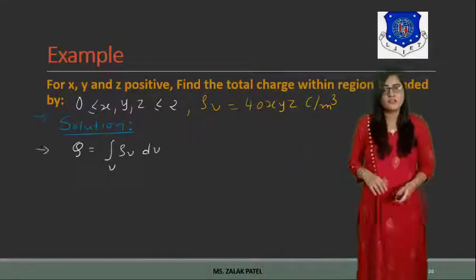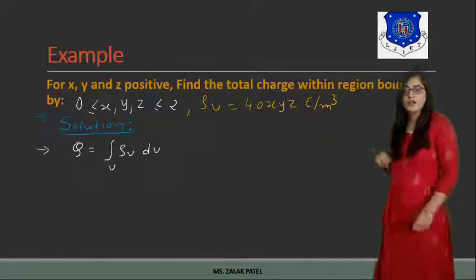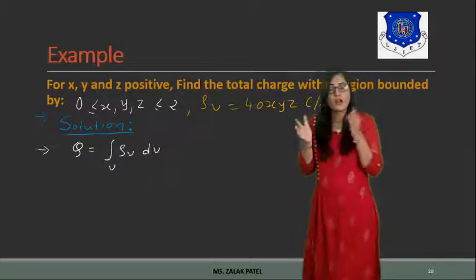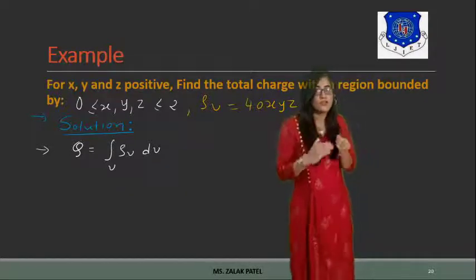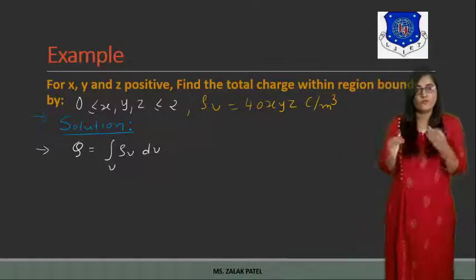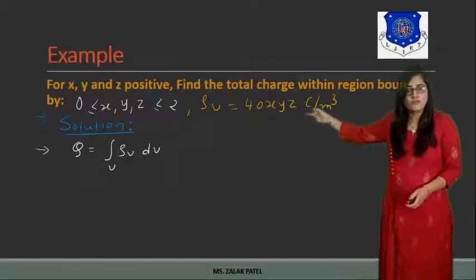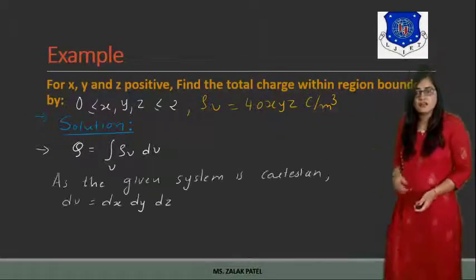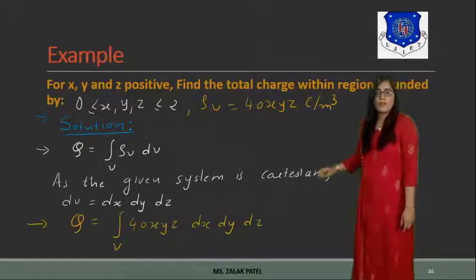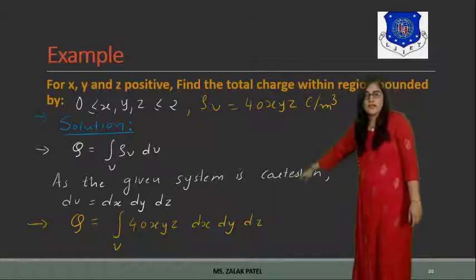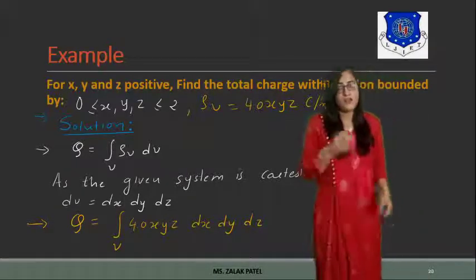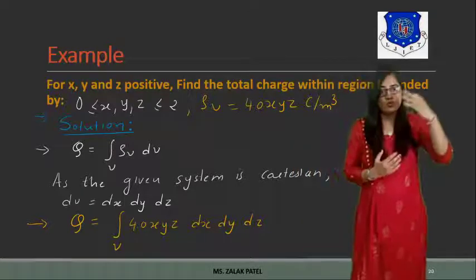For that case, q is given by the integration over volume of rho v dv, because dq is rho v dv. Here the value of rho v is 40 x y z, and dv is dx dy dz. The value of rho v, 40 x y z, stays as it is. You have to integrate it over dx, dy and dz. The bounded region is between 0 to 2.